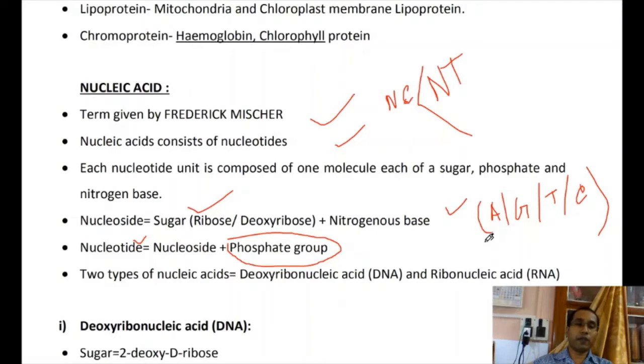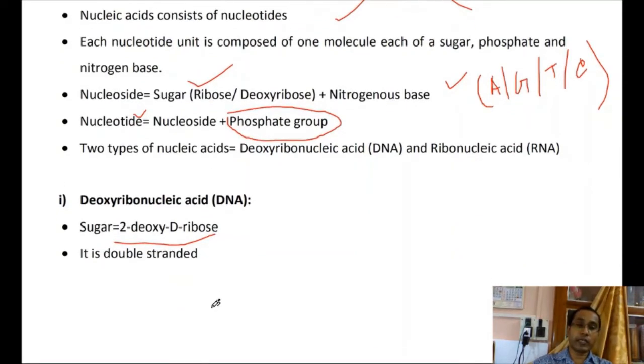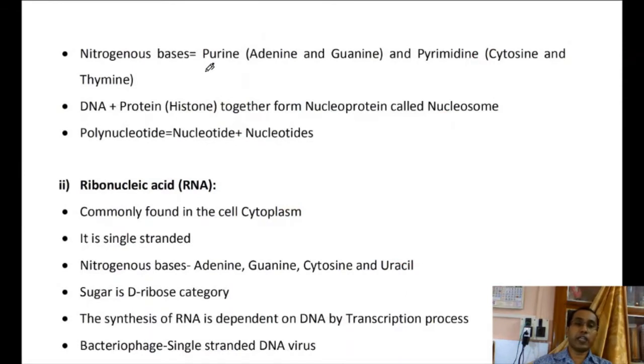So a number of nucleosides are attached to each other to make polynucleotide structures. There are two types of nucleosides, deoxyribonucleosides and ribonucleosides. What is the difference? In deoxyribonucleosides, the sugar is basically 2-deoxy-D-ribose. At the position of carbon number 2, the oxygen is removed. It is double stranded. Another feature: the nitrogenous bases are purines, adenine and guanine, and pyrimidines, cytosine and thymine.